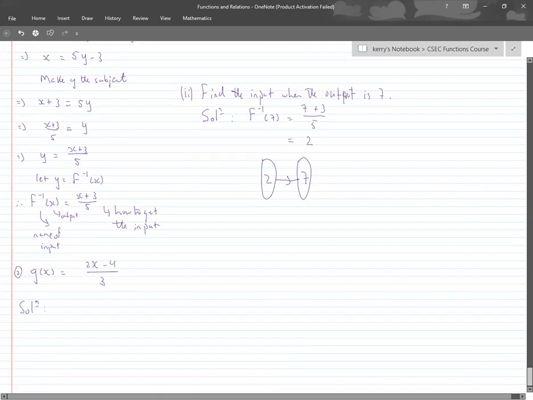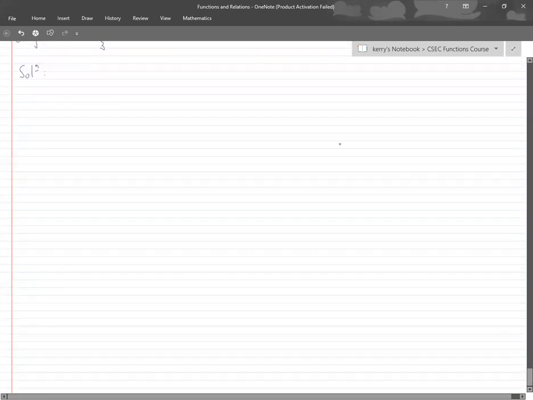The next step is make y the subject. And the final step is where you have y, replace it with the name f inverse x, because this y now represents the set of inputs. Right? So let's just write down the steps here before we start so we can see the steps on the side here.